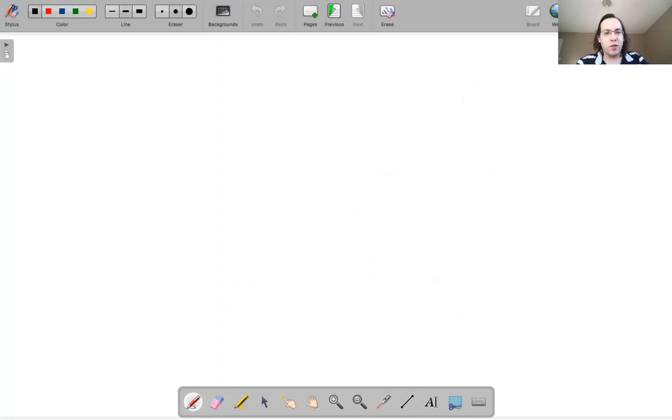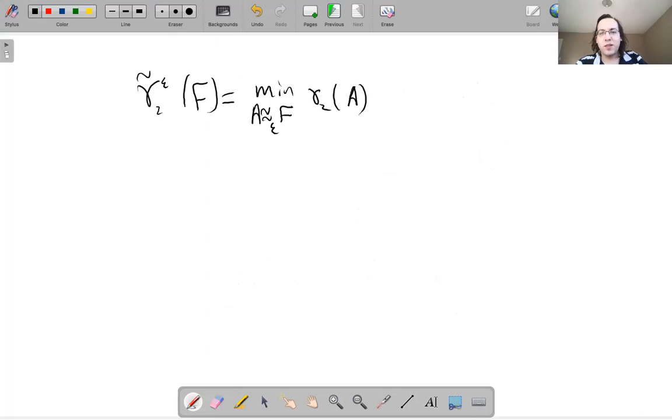So what is the approximate gamma 2 norm? Well, this is just going to be equal to the min over matrices A that approximate F to error epsilon of the gamma 2 norm of A. Okay, so that's not very helpful. It's the same definition as with rank for how we define approximate rank out of the exact rank. So here, that's how we define approximate gamma 2 norm out of the exact gamma 2 norm. So the question is, what is the exact gamma 2 norm?